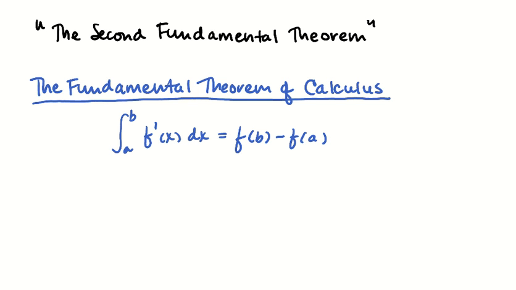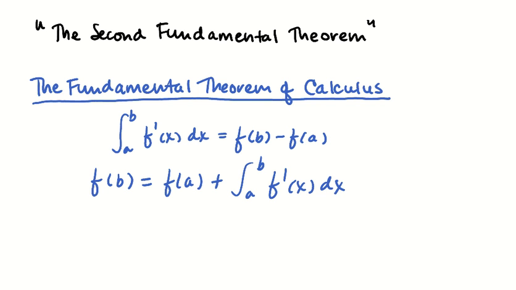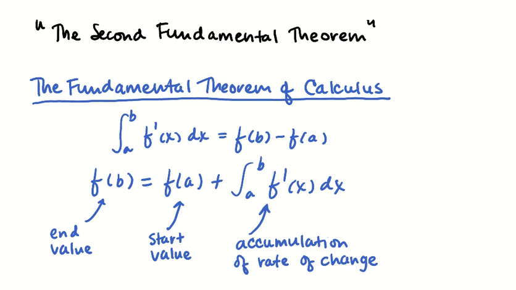So I'm going to say that f of b is equal to f of a plus the integral from a to b of f prime of x dx. Which is to say that the end value is given by the starting value plus the accumulation of some rate of change. And this is a really helpful way for us to think about integrals, especially in this unit where we're studying accumulation functions.